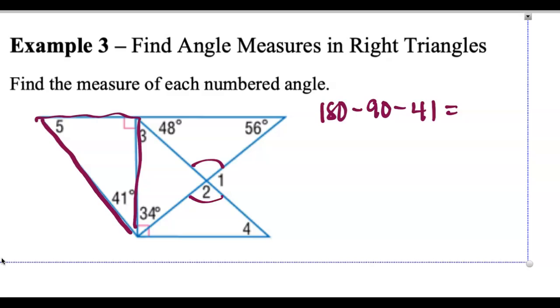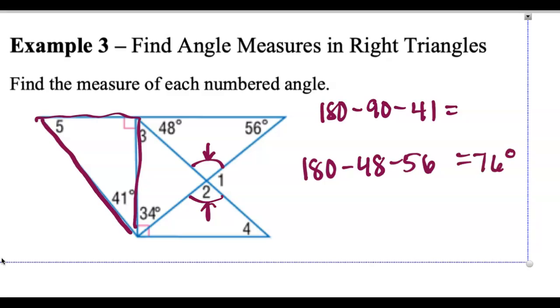So these two here are vertical angles. So if I can find this one, that will be the same as this one. So if I wanted to find that one, I'd do 180 minus 48 minus 56. So that would give me the measure of angle 2. So the measure of angle 2, let's see, I get 76. So this here is 76, which means this is 76.